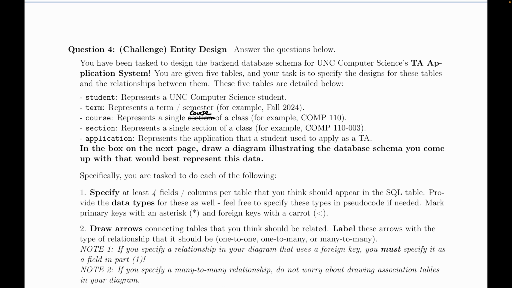All right, and this is the challenge question. So this is the final question, and this is going to be designing the backend database schema for the TA application system. So this is for people who want to apply to be TAs for different classes within the computer science department.